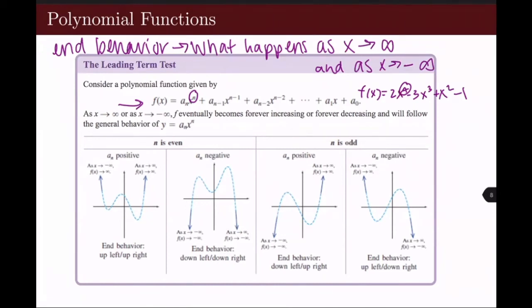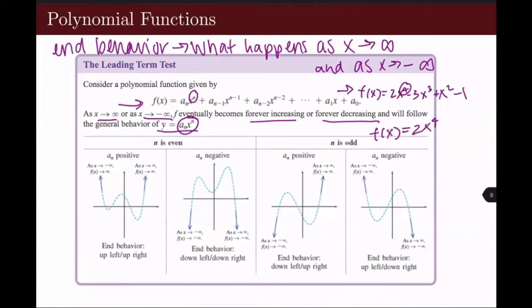So as x goes to infinity or as x goes to negative infinity, f eventually becomes forever increasing or forever decreasing and will follow the general behavior of y equals just the first term. That's a lot of words, right? All this is saying is if we pick on our function here, that means our end behavior will follow f of x equals 2x to the fourth.